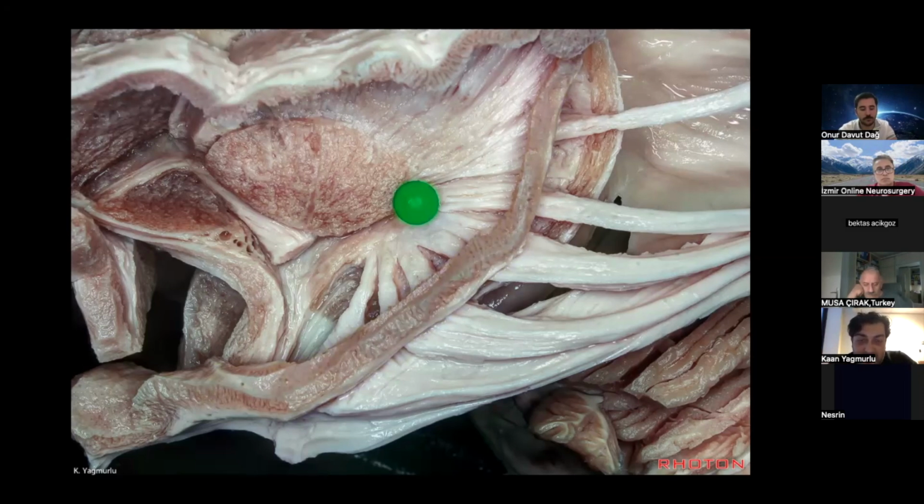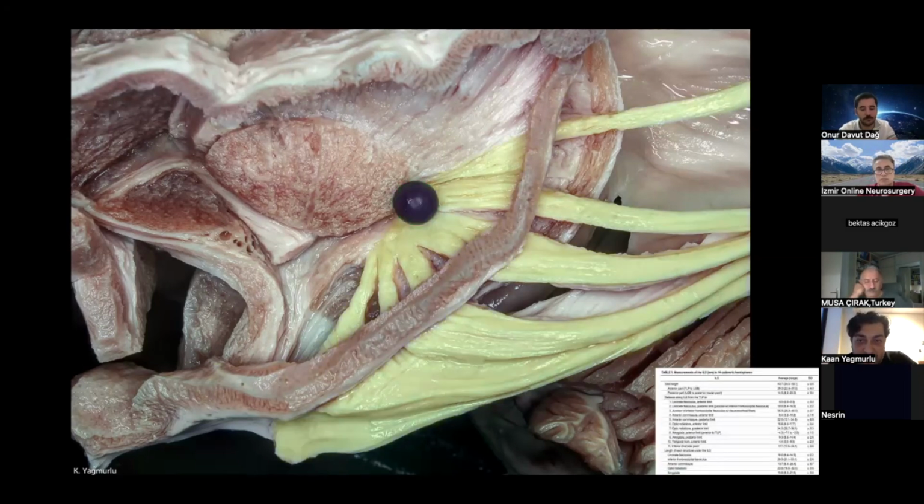This is a specimen. This pin stands for the lateral geniculate body, and we see the optic radiation fibers and their relationship with the temporal stem, or in other words, with the inferior limiting sulcus here.